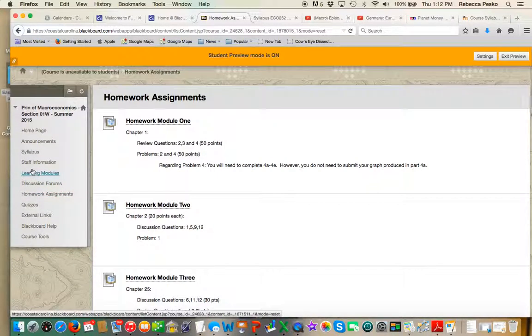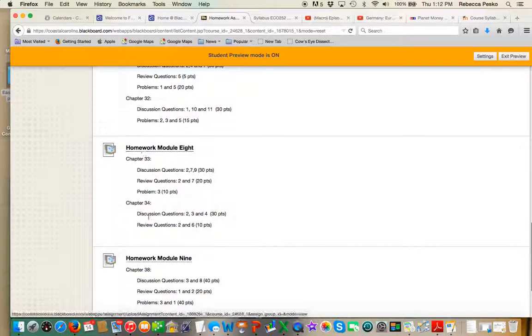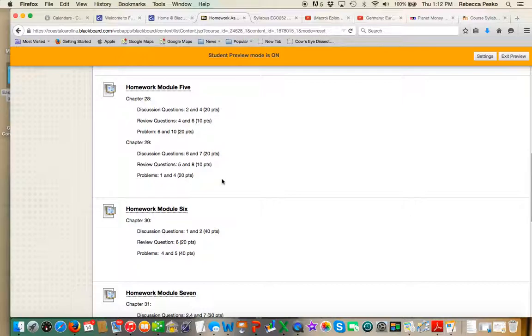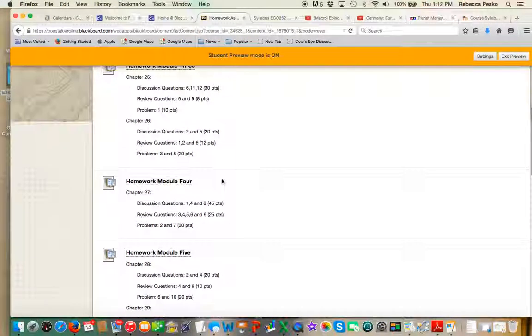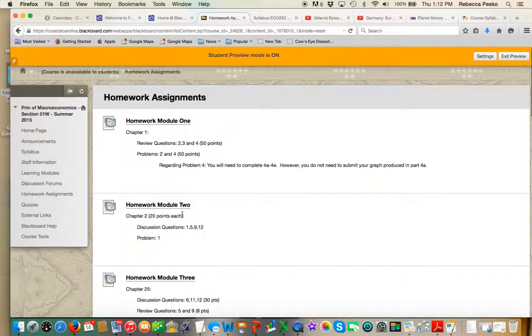Then you can go into your homework assignments, and we have all 10 homework assignments. So when there are examples where there's more than one chapter, they are combined into a single homework assignment. And I've given you the point breakdown so you can kind of have an idea as to how the points are weighed within the homework assignment.